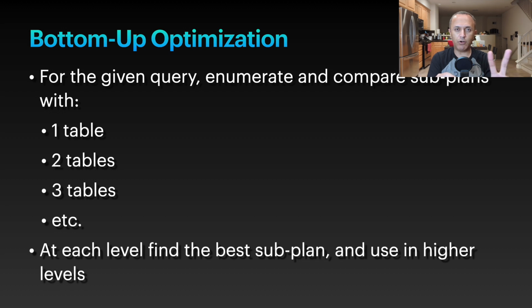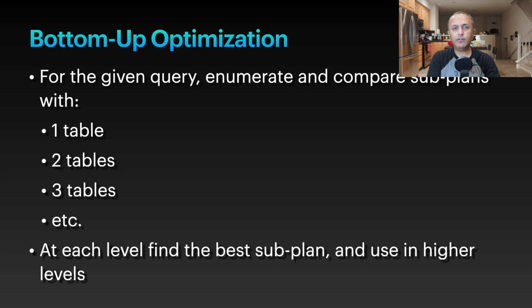And then we go on two tables. What is the best plan to combine A and B? What is the best plan to combine B and C? And then we go to three tables. What is the best plan to combine A, B, and C? And so on until we get the best plan that covers all the tables and the query. So that's why we call it a bottom-up approach.